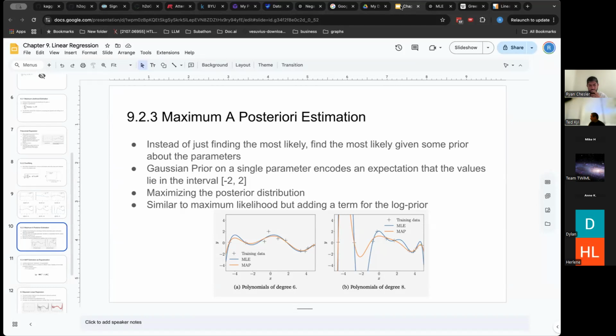How do you know the narrowness of your Gaussian peak? Yeah, that's a great question, and I honestly can't answer it for the life of me.